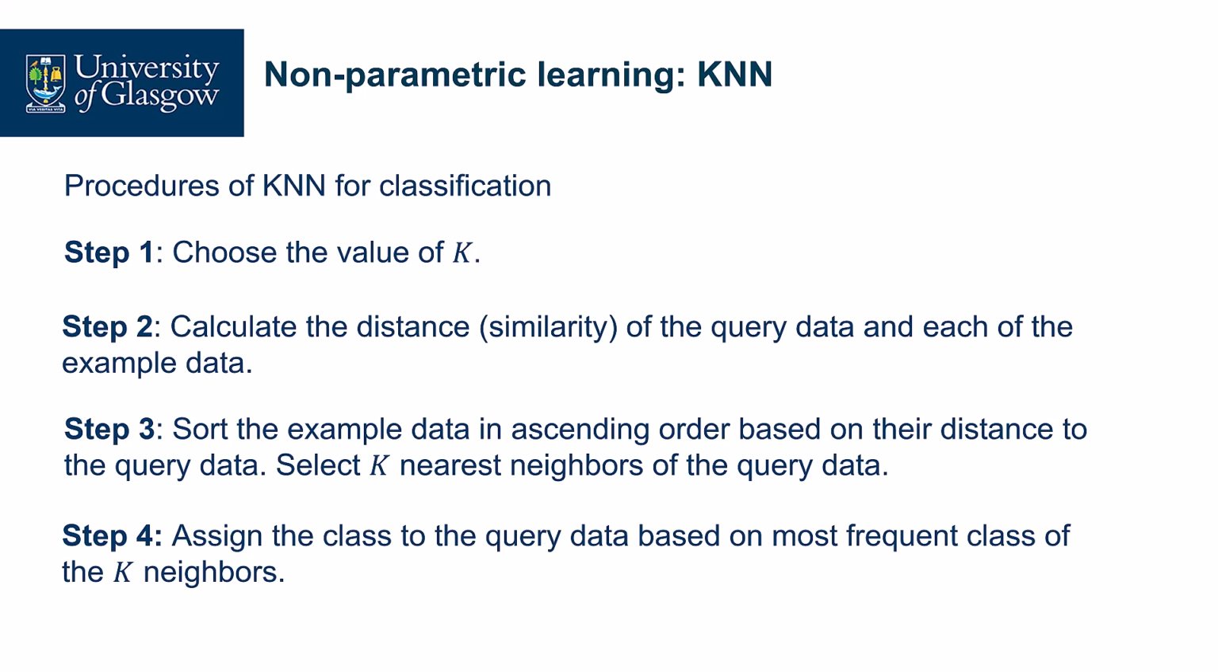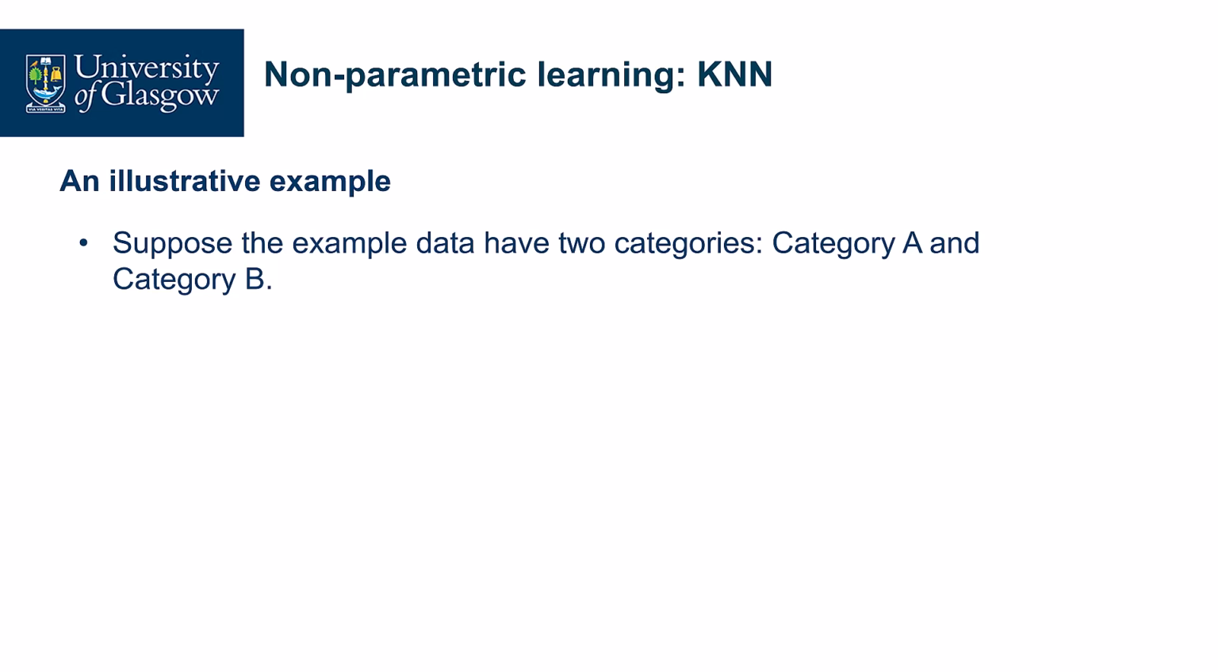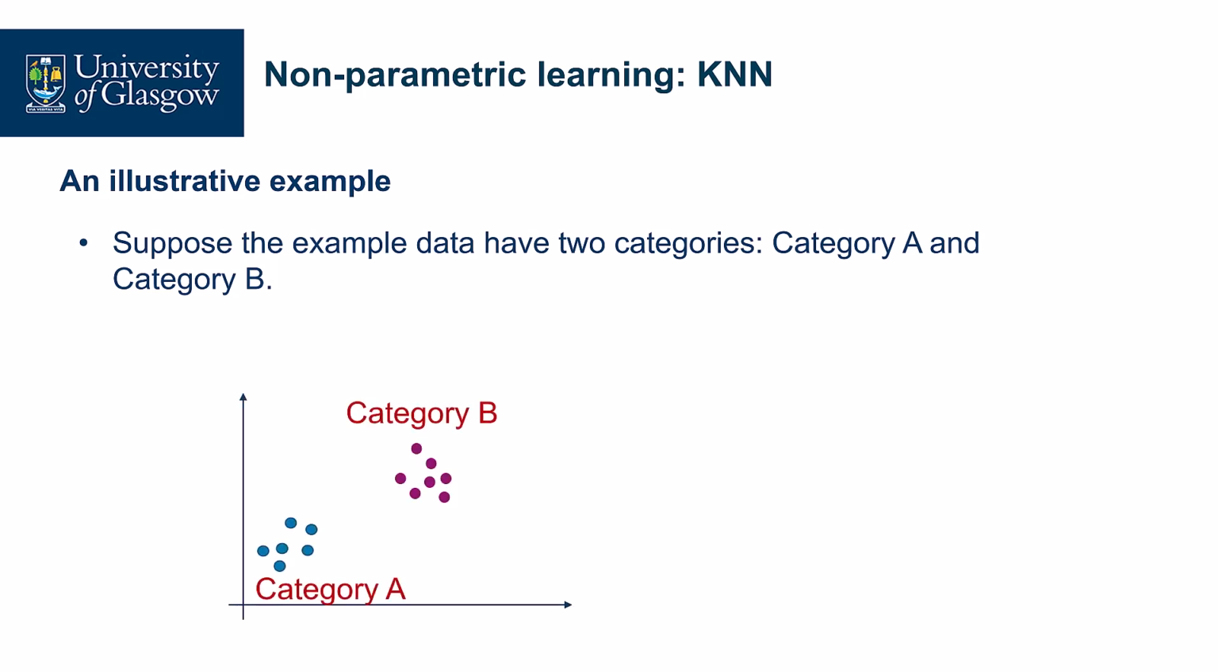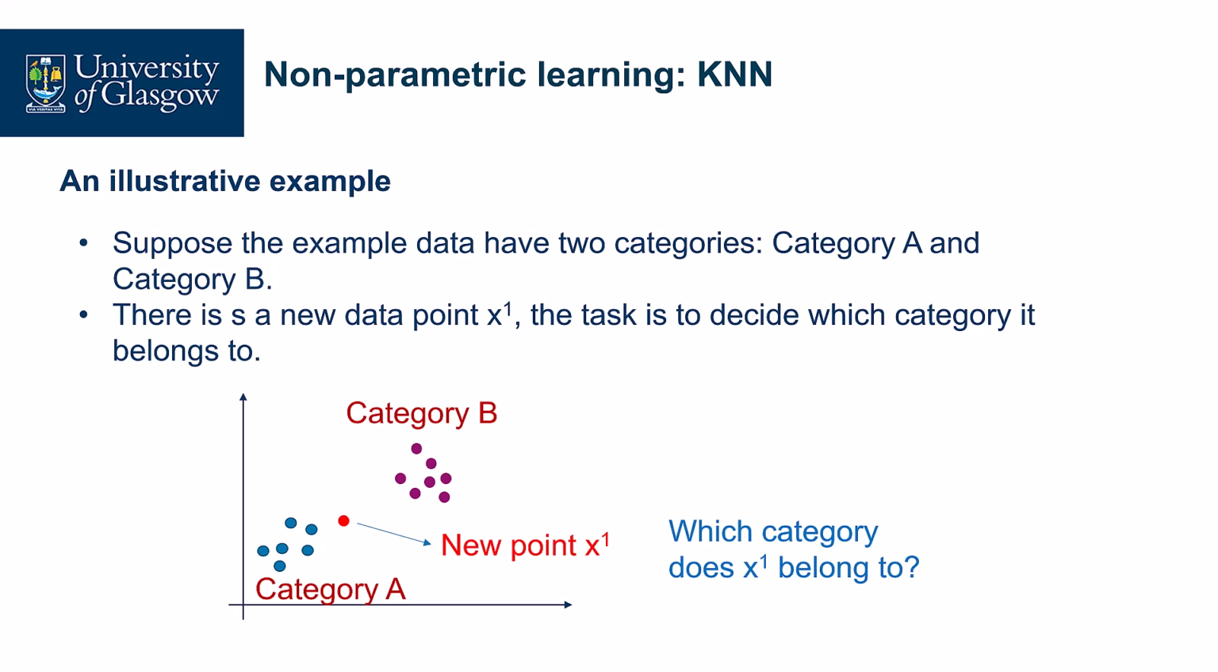These four steps are a bit abstract, so let's see a real example to explain. Now we have two categories, category A and category B. We can see the data here, category A is here, category B is here. Now there is a query data. We call it X1. X1 is new, and my question is: which category does X1 belong to, class A or class B? This is a classification problem.